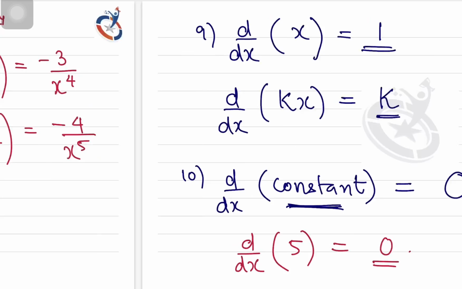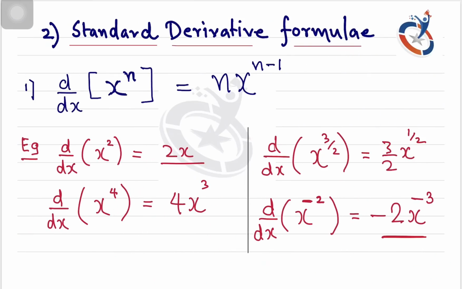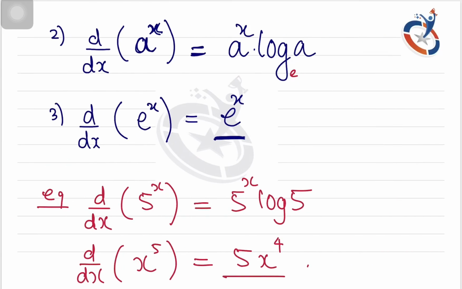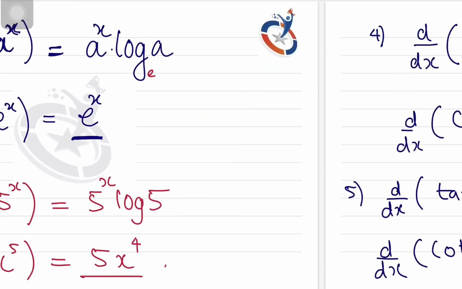Okay. So just go through that. The first formula was x raised to n. The derivative of x raised to n was n into x raised to n minus 1. Here you apply the formula when you have x raised to number. The second formula is number raised to x. So derivative of a raised to x is equal to a raised to x into log a. Derivative of e raised to x is going to be e raised to x into log e is 1. So it's basically e raised to x.